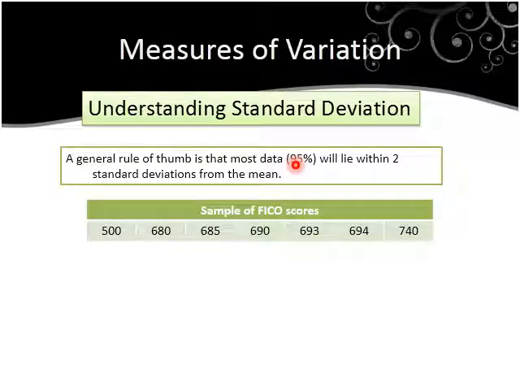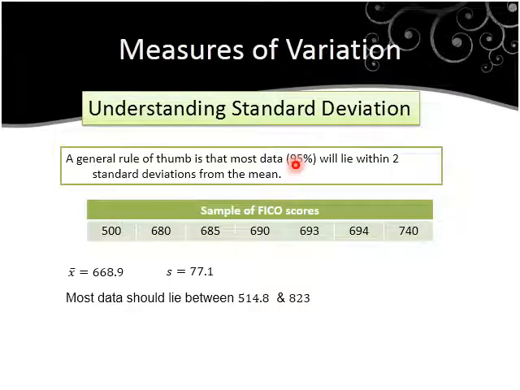So for example, if we have 7 FICO scores, we calculate the mean of these scores to be 668.9 and a standard deviation of 77.1 points. Most of the data should lie within 2 standard deviations of the mean. That is, to get 514.8, I took my mean and subtracted 2 times the standard deviation. And to get 823, I took my mean and added 2 times the standard deviation. Most of my data should lie between these 2 numbers.